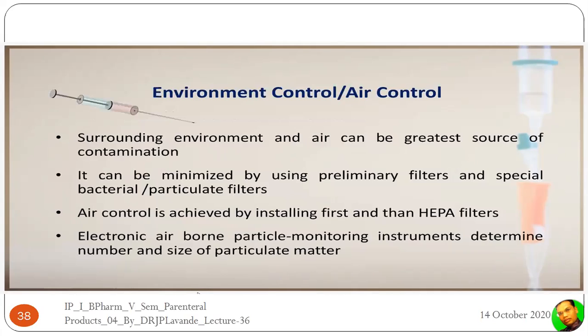As far as environment control is concerned, the surrounding air and the environment can be the greatest source of contamination. So it can be minimized by using preliminary filters and special bacterial and particulate filters. The air control is achieved by installing the first filters and then the HEPA filters. Electronic airborne particle monitoring instruments determine the number and size of the particulate matter.